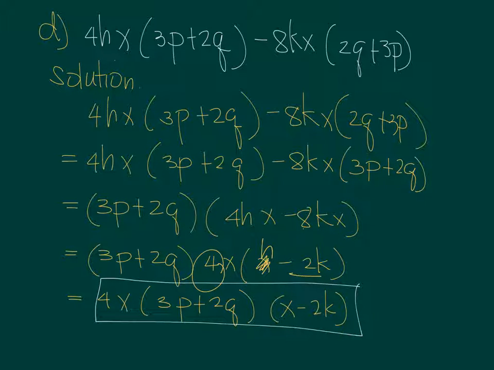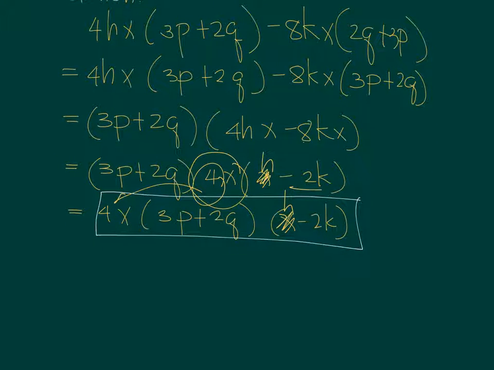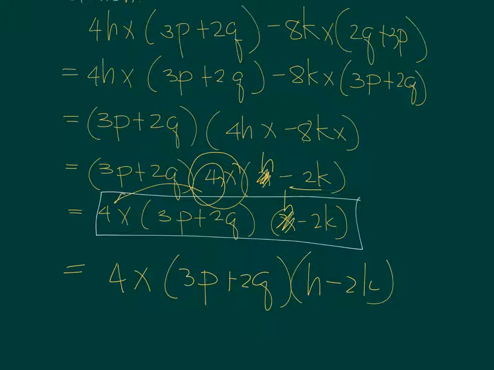So the final answer will be 4x, that's the first factor, you just have to arrange it. 4x, and then 3p plus 2q, and then you have h minus 2k. Okay, so writing the answer again, this is 4x times 3p plus 2q, and then h minus 2k. So that's the factored form.